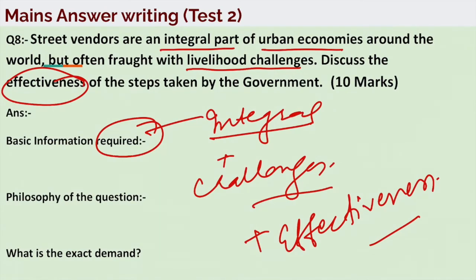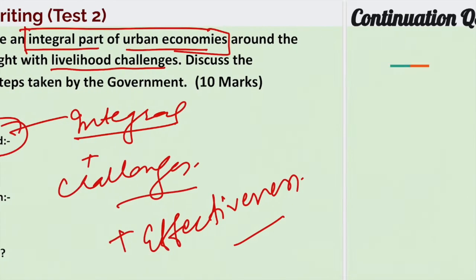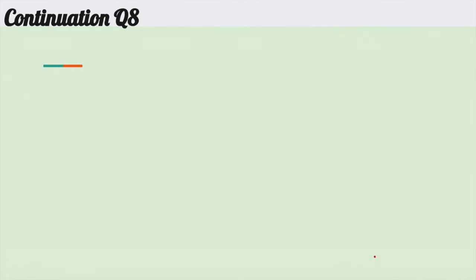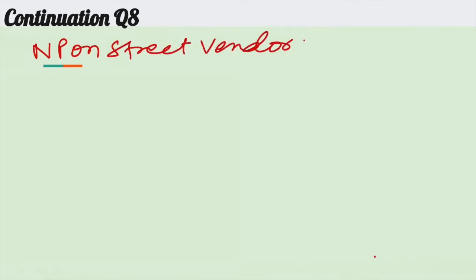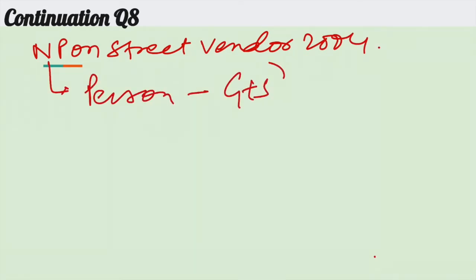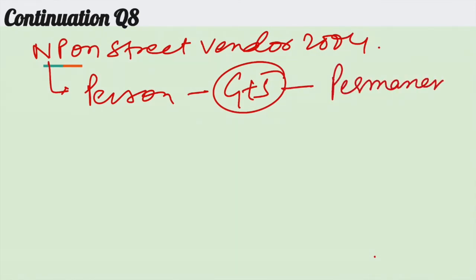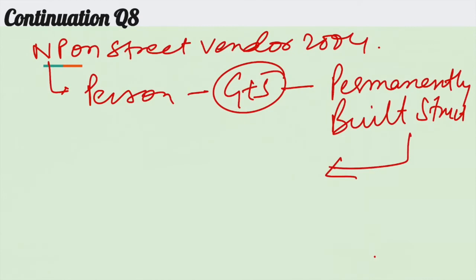Understood? So now the philosophy of the question is basically related to the understanding of how a street vendor is playing a leading role in your life. After that, you can easily maintain the flow in your answer if you are addressing this part. So now, what you can do in the introduction is talk about the definition of the street vendor. The National Policy on Street Vendors 2004 defines a street vendor as a person who is selling goods and services without having a permanently built structure.